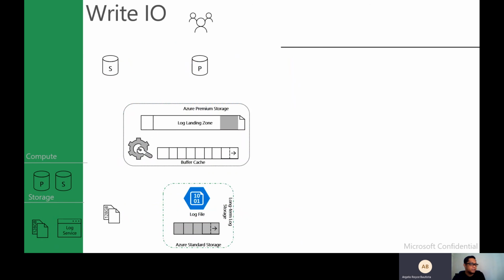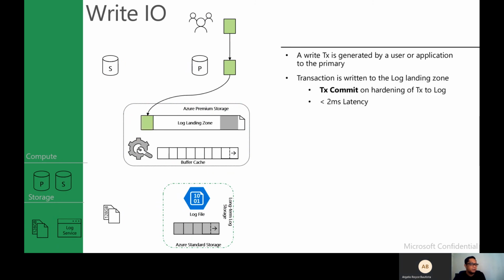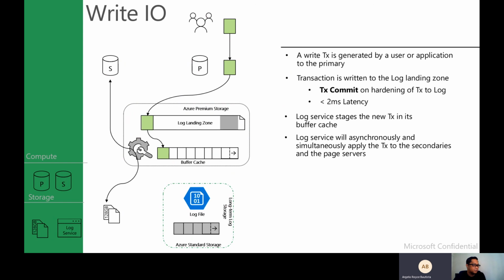Just a quick sample of how a transaction happens. You have a write transaction, it goes to your primary. Once it hits your primary, it will go to the log landing zone. Once it reaches the log landing zone, the transaction is already committed. After that, the log service will put it on its buffer cache, and it will asynchronously deliver the transaction to the secondaries and the page servers. Once it delivers it to all of them, it will push it to the long-term log storage, where your whole transaction log is kept.